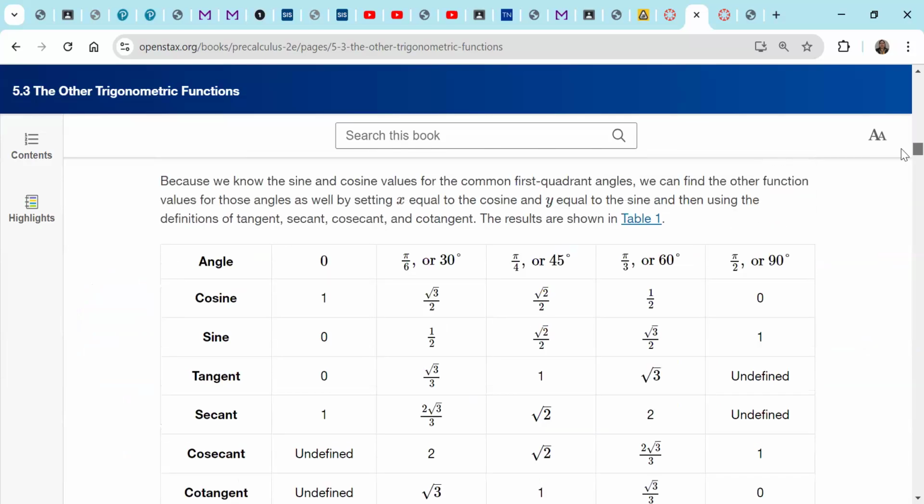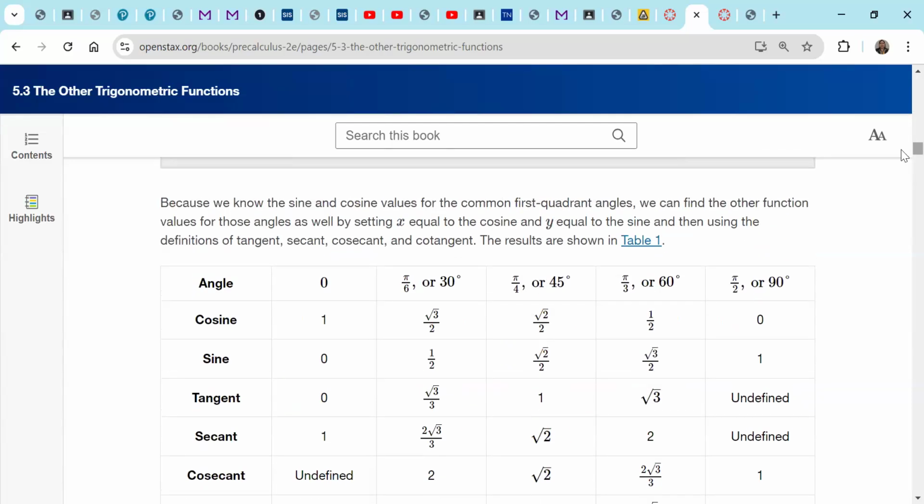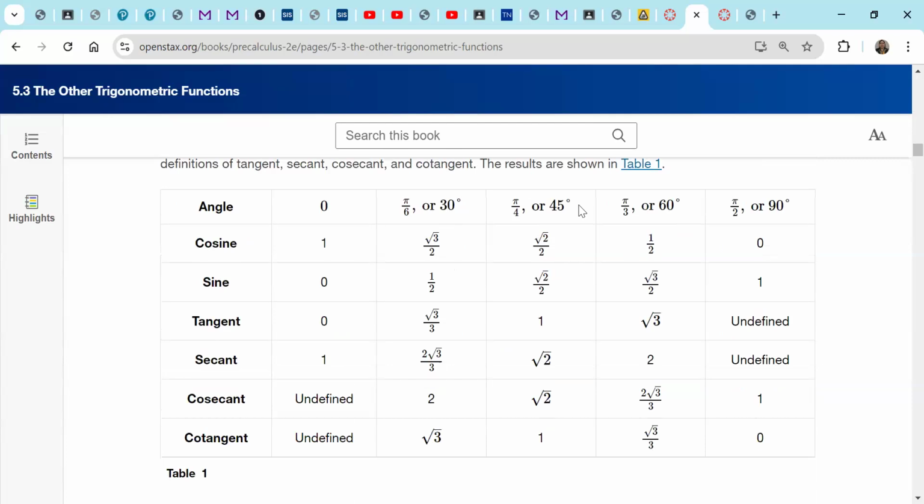Now, similar questions will be there, but this table, the one that I was making, is all together made here as well: 0, 30, 45, 60, and 90. I wanted to put it in the order in your mind. So sine, cosine, tangent, and then from sine, the opposite is cosecant. From cosine, the opposite is secant, and from tangent, the opposite is cotangent.